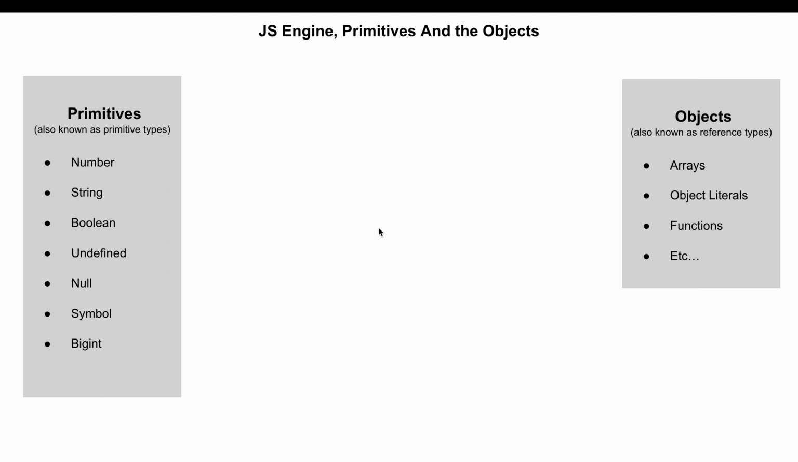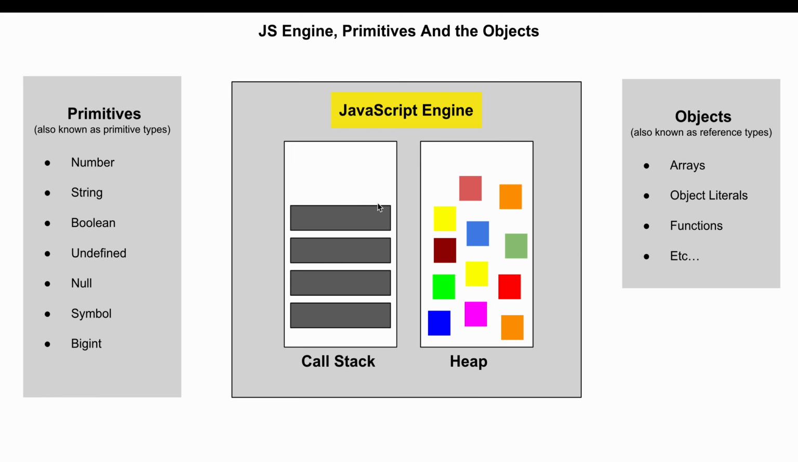So far so good. And now let's consider the JavaScript engine as well, because here is where our variables get stored. The objects whatever we create get stored in the heap, and the primitive values whatever we create get stored in the execution context, which basically gets executed in the call stack.